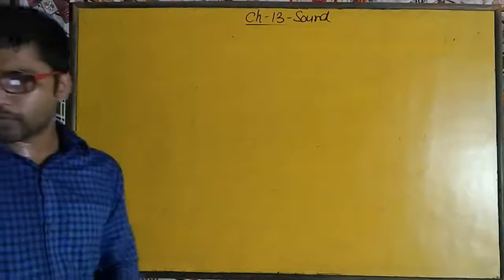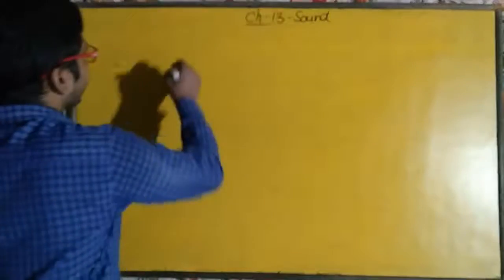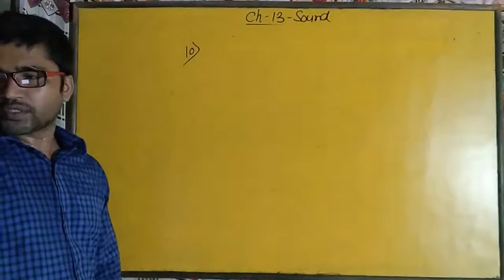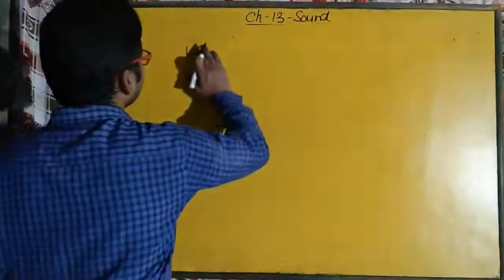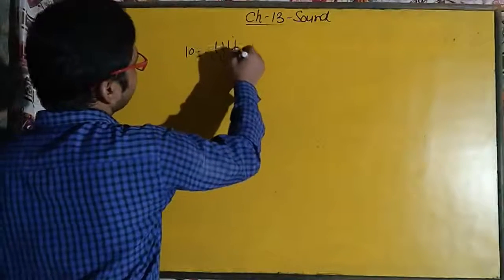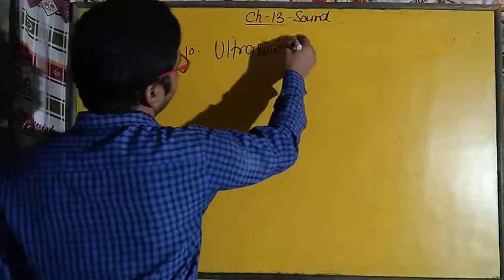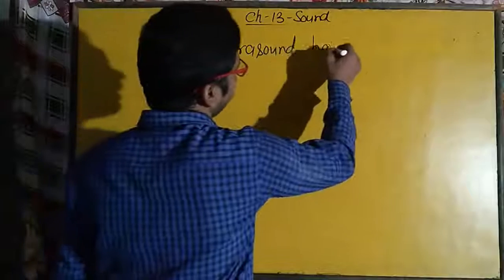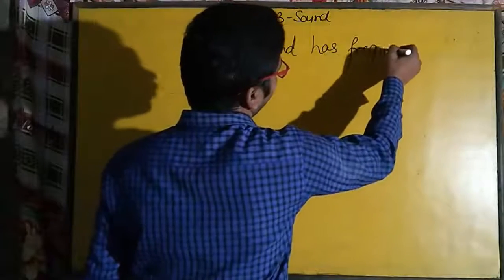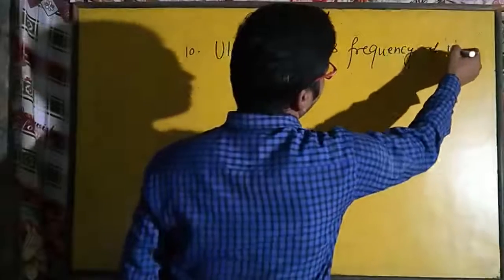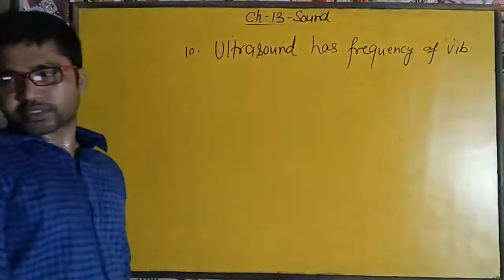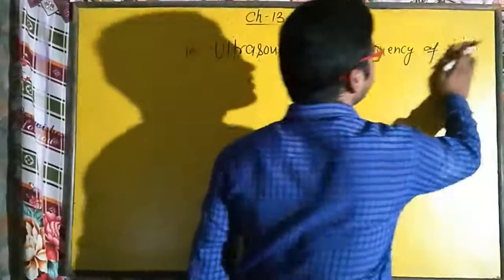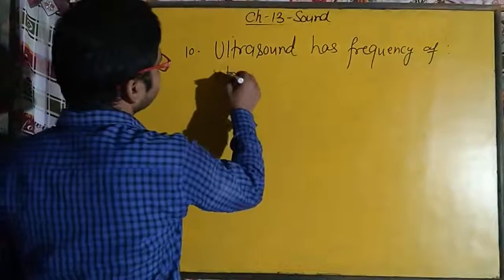So the question that is given in the book, question number 10, I am going to write the question here. Ultrasound has frequency of vibration. So this is the question. VIB means vibration. We are writing in short here, VIB, it means vibration. We are talking about vibration. You can write here vibration.